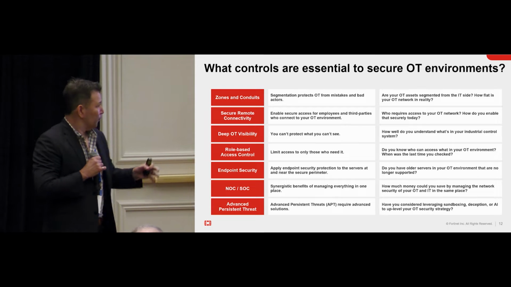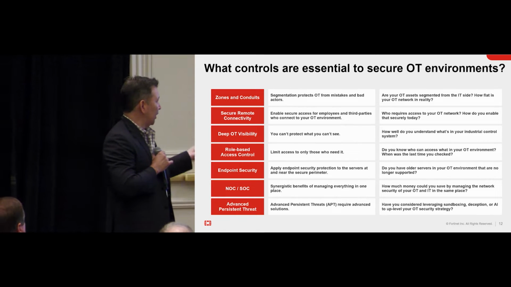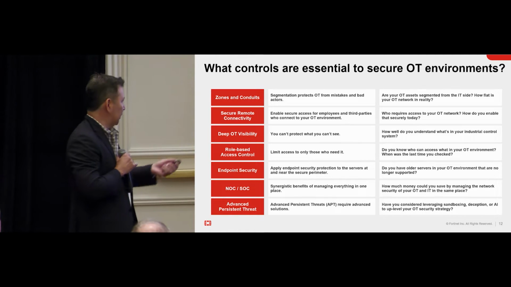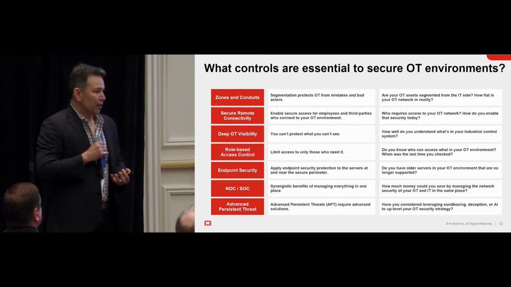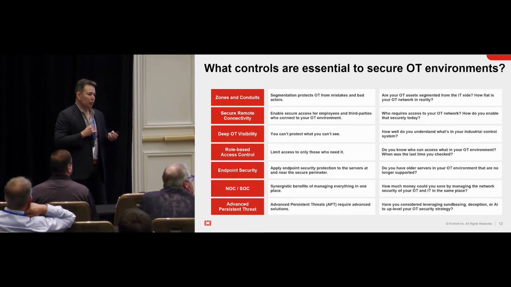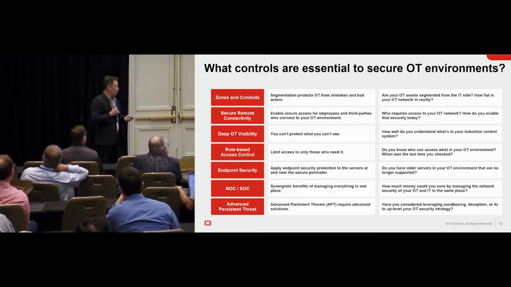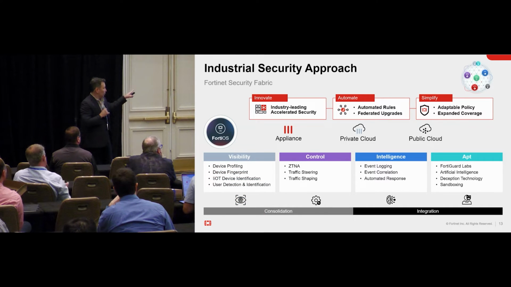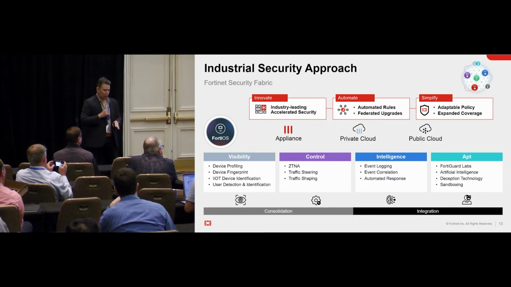Zones and conduits, secure remote connectivity, deep OT visibility, role-based access controls, SOC and NOC, and advanced threat protection or advanced persistent threat. That is something that we need to look at. In reality, to defend all this and to translate security, efficiency, and resiliency into terms that can be controlled, that can be reduced in time, we need to work on those four little boxes in the middle. In fact, let's do the first three. Let's forget about the last one on the right.